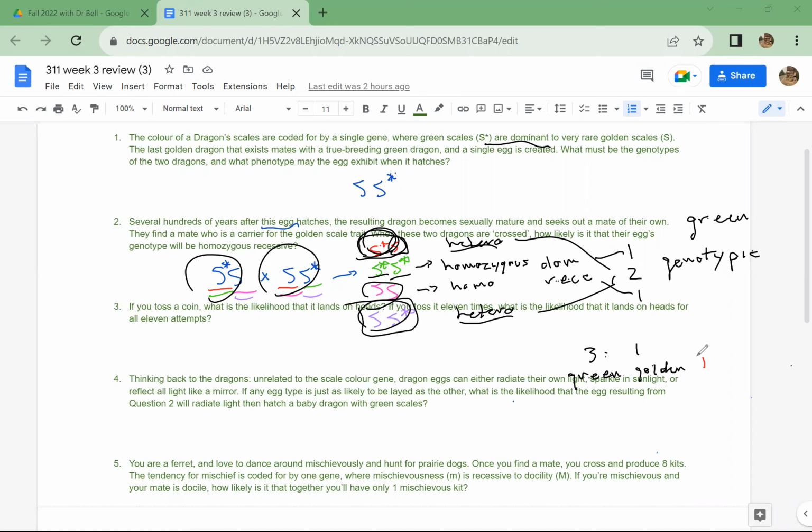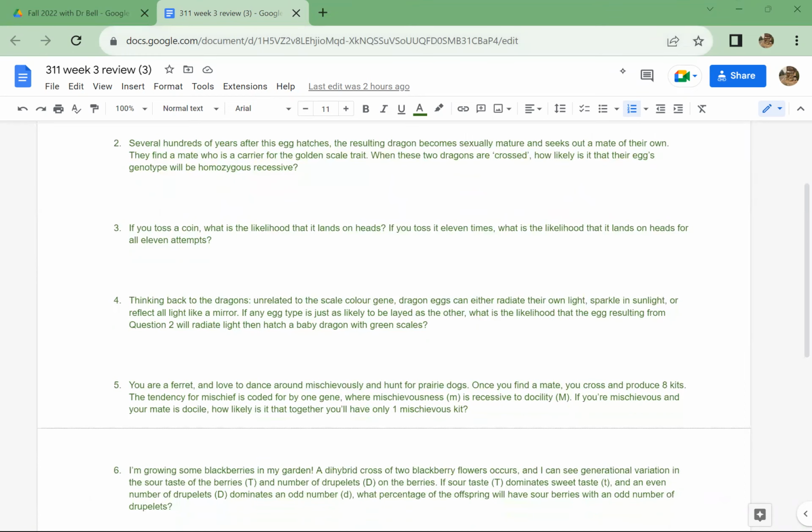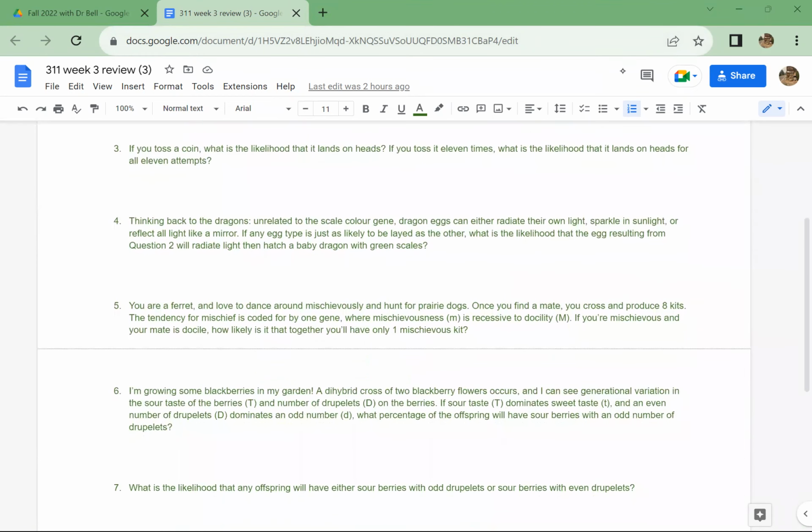So how likely is it that their eggs would be homozygous recessive? 1 out of 4, because there are 4 possible outcomes, and only one of them is homozygous recessive. That was very poorly done. Yep, very simple. Didn't have to spend a lot of time on it, but we can move on.